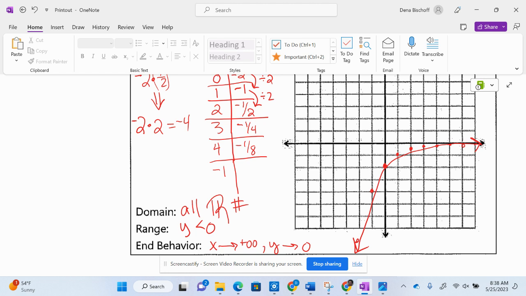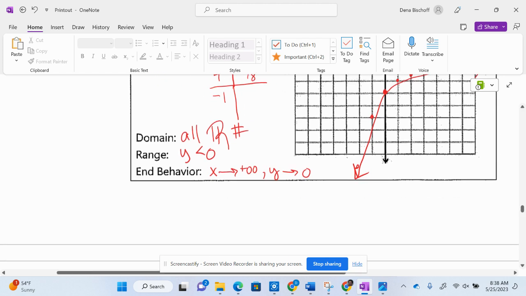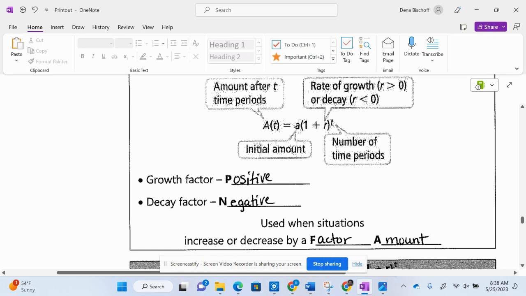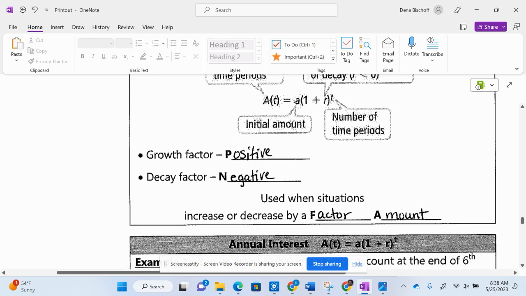Then we talked about the last thing that we did, which was percent increase or decrease, right? We talked about percent increase or decrease, and we talked about compound interest. Okay. So exponential growth and decay, well, there's another formula for that.